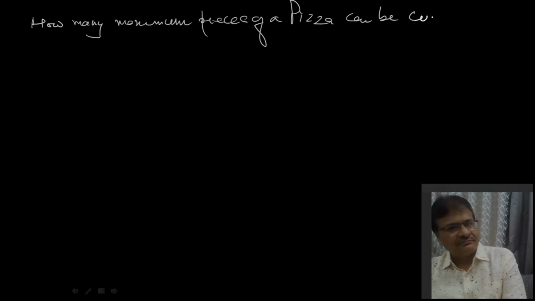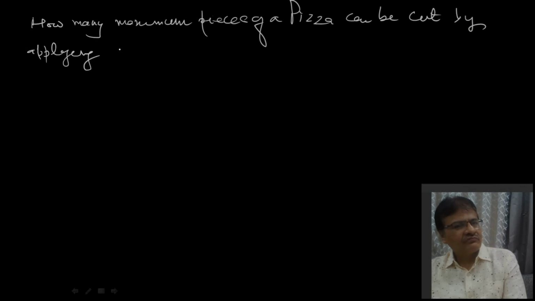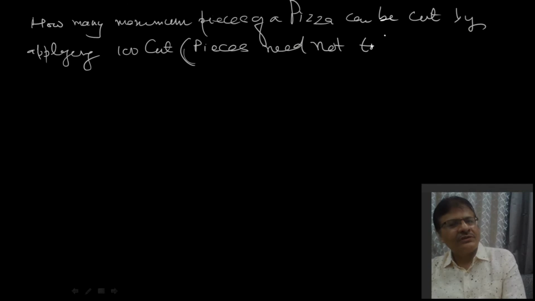This is a very interesting question that has little connection with this arithmetic progression. See how many maximum pieces of a pizza can be cut by applying 100 cuts. Pieces are not necessarily equal. Pieces need not be of equal size.